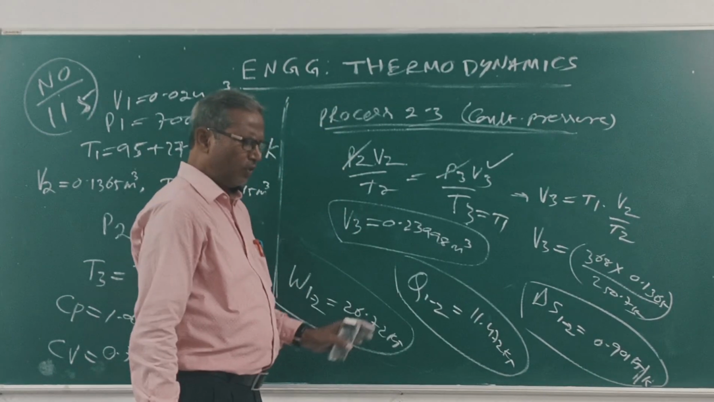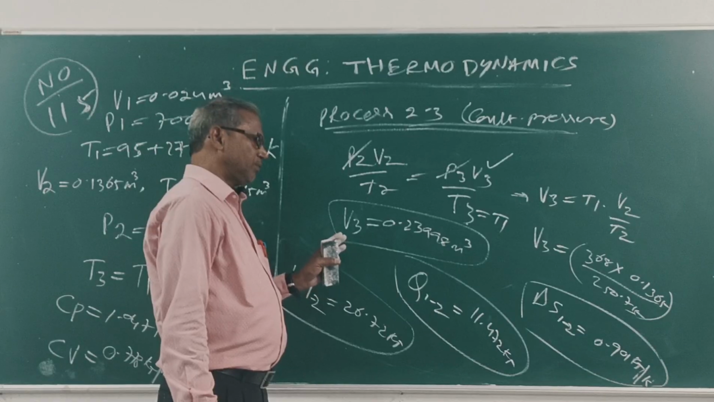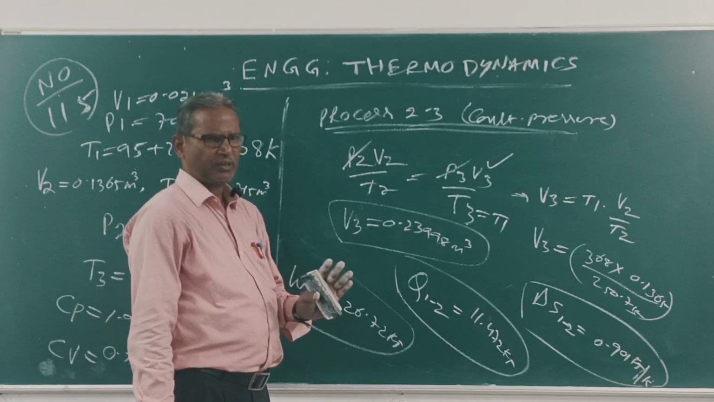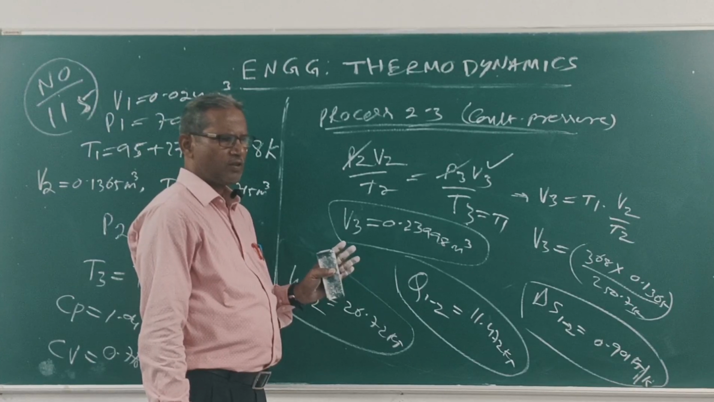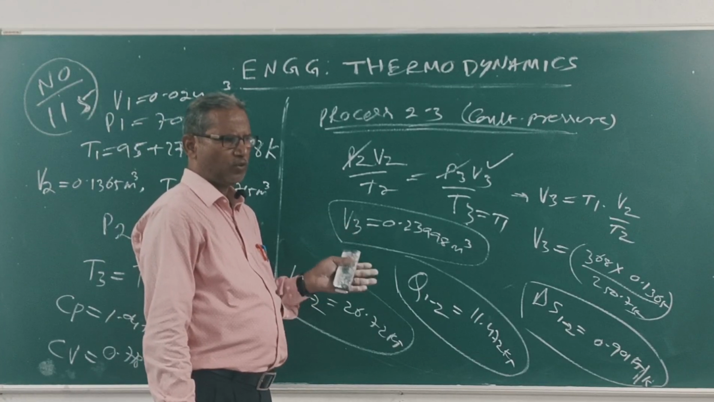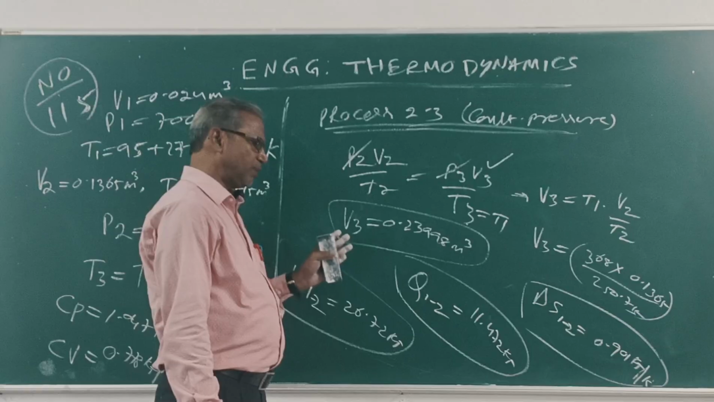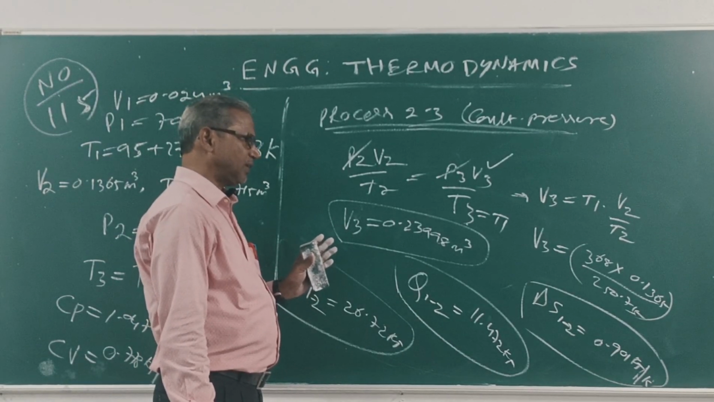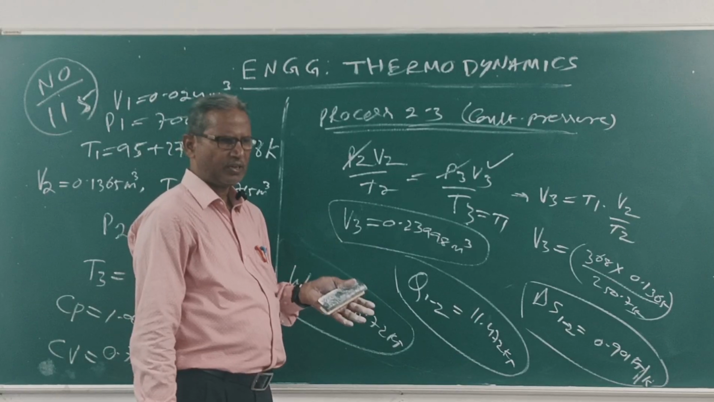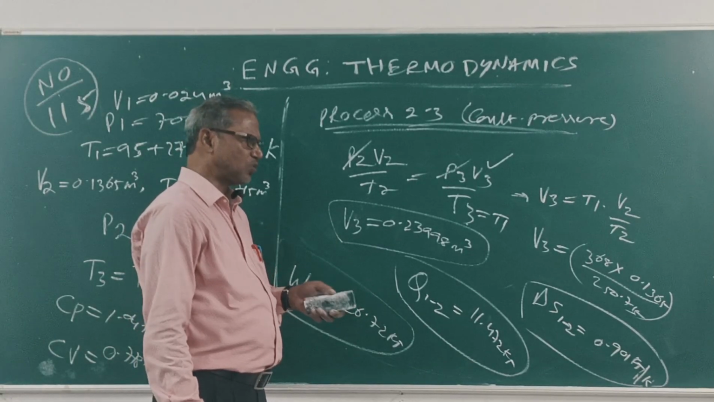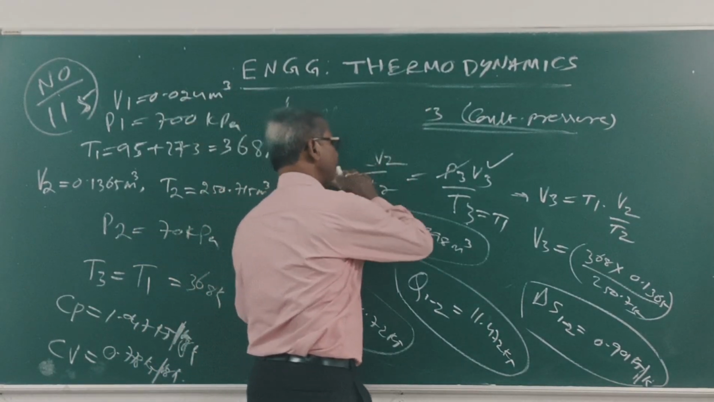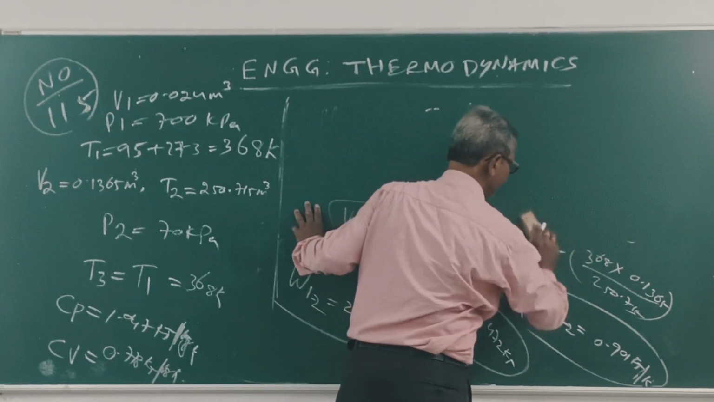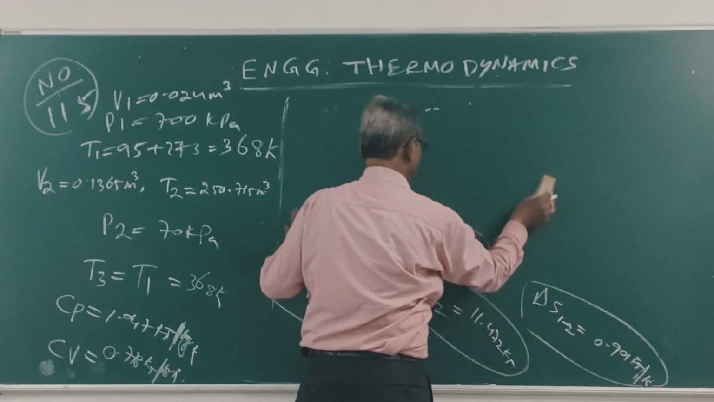Now all values of P2, P3, T3, V2, V3, T2, and P1, V1, T1 are found out. Now we find work done, heat transfer and change in entropy for the process 2-3. Clear?